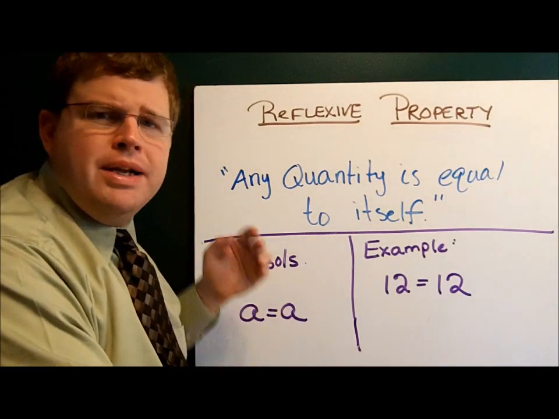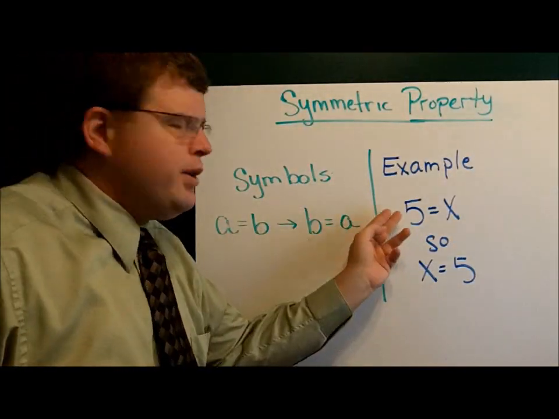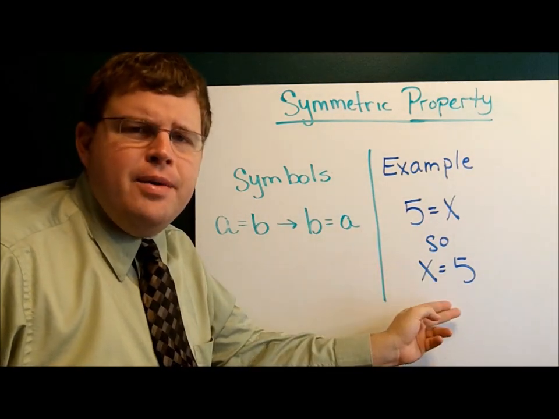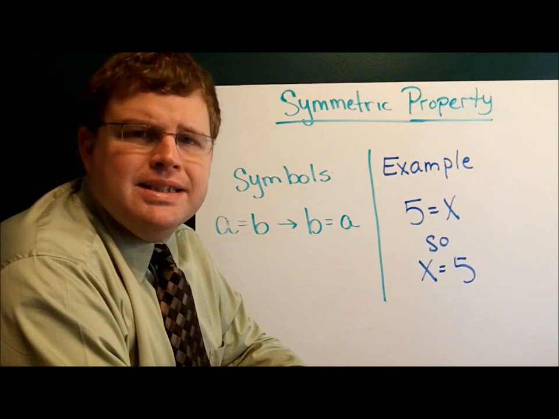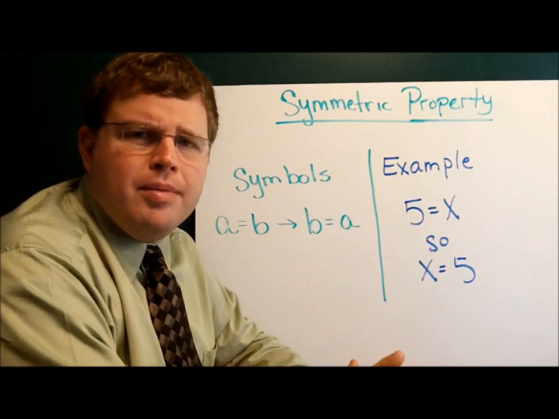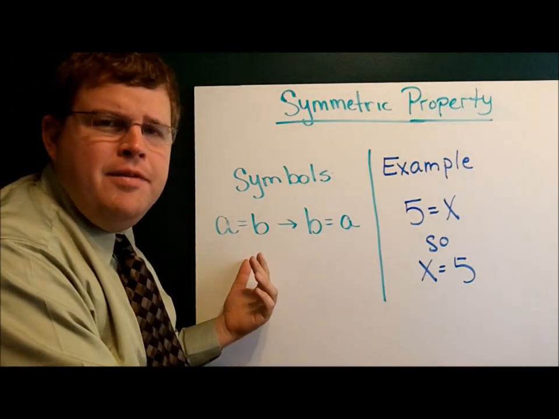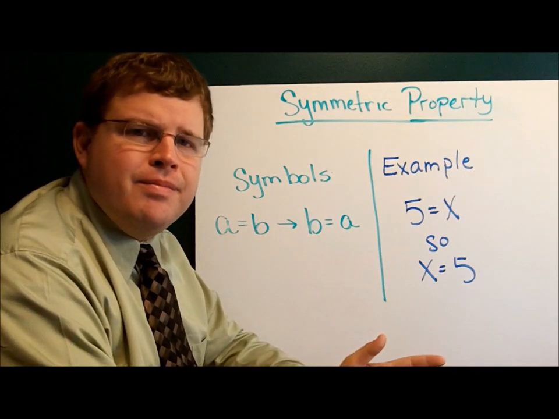Another simple property is the symmetric property. The symmetric property you've used before. You've solved equations and come up with 5 equals x, and then you've rewritten it x equals 5. The symmetric property says that if you have an equation, you can just flip it around the equals sign, no problem. So in symbols, we say if A equals B, then B equals A. You can write it both ways.